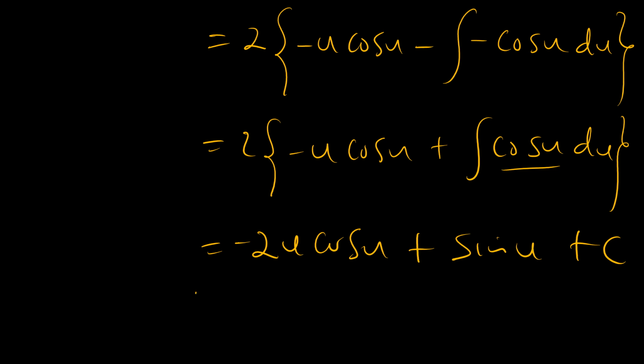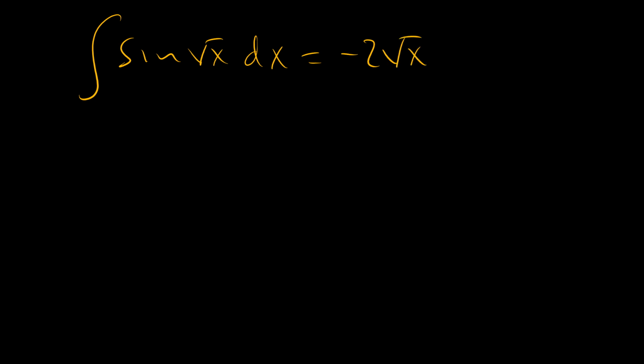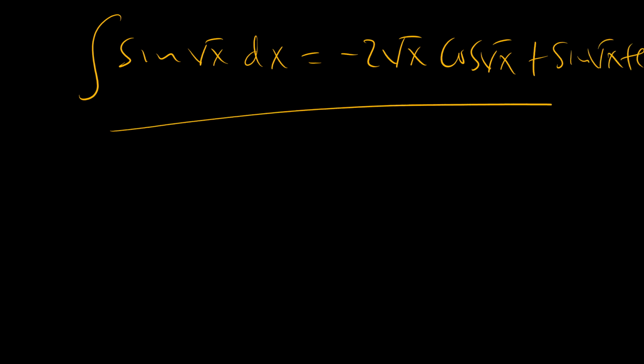However, we had said that u is equal to the square root of x. So we can now say that the integral of sine of square root of x is equal to negative 2 square root of x cosine square root of x plus sine square root of x plus the integration constant c. And that, ladies and gentlemen, is our answer.